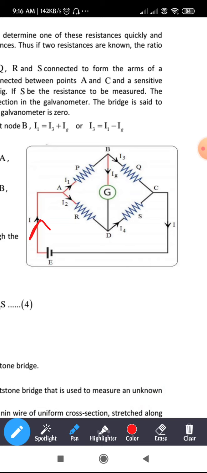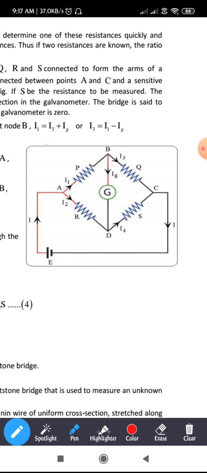When it enters the point A, the current gets split up. The current flowing towards the resistance P is denoted by I1. Similarly, the current flowing through the resistance R is denoted by I2. So I gets split up into two, I1 and I2.